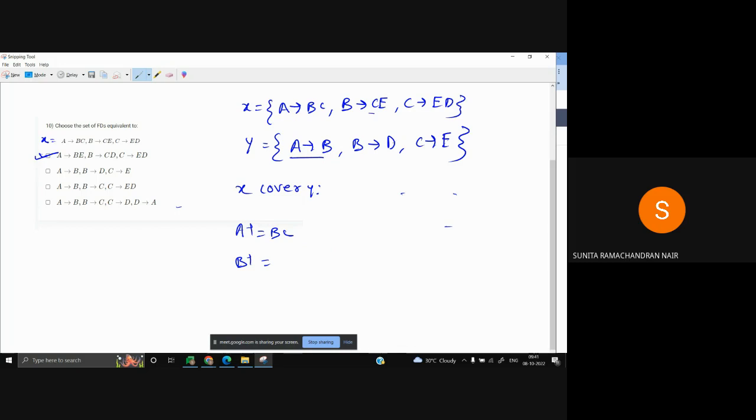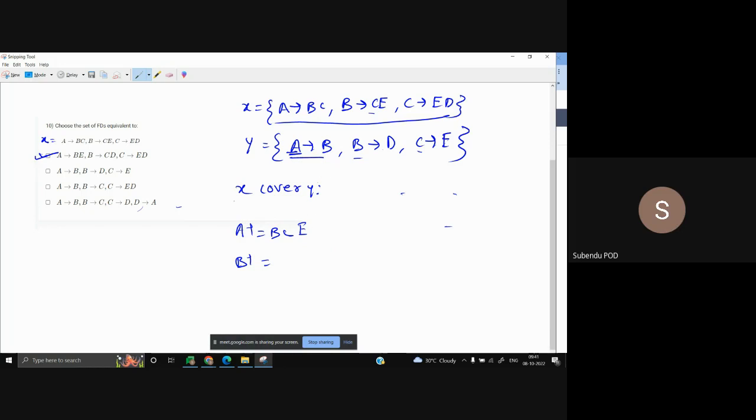Sir, how did you get that? We are using Y to cover X, right? Here, X covers Y means you have to find the closure set of Y using the help of this functional dependency. So we have to find the A closure, B closure, and C closure using X. If you find the A closure with the help of this functional dependency, you will get ABC. B is there, so that's why I did not write other things.